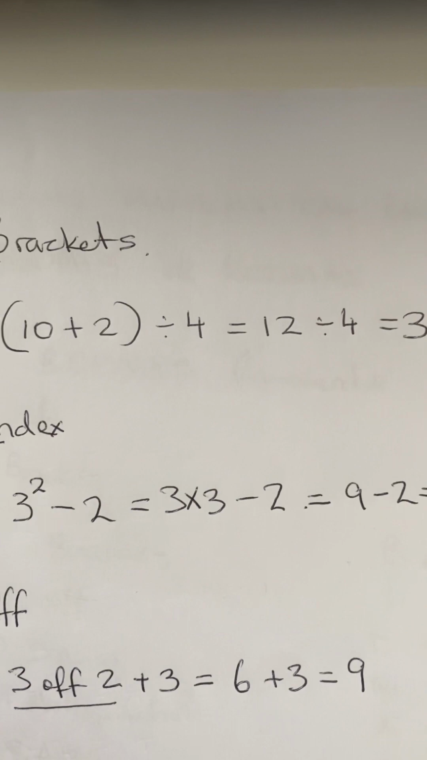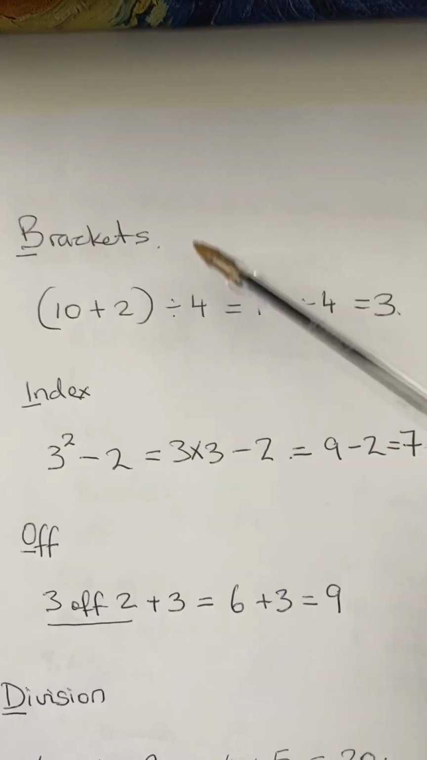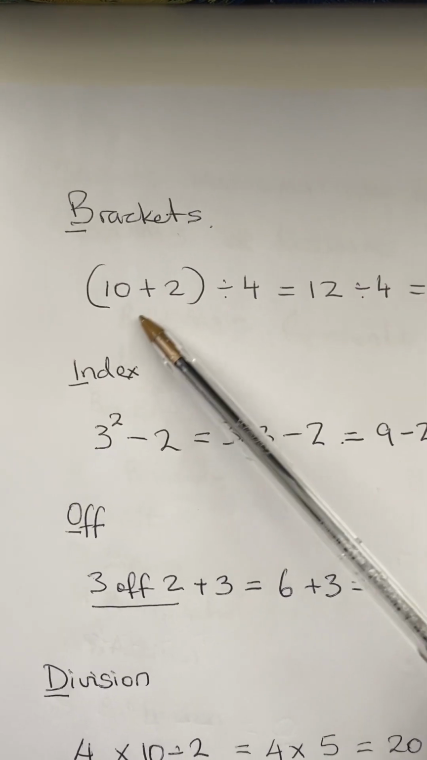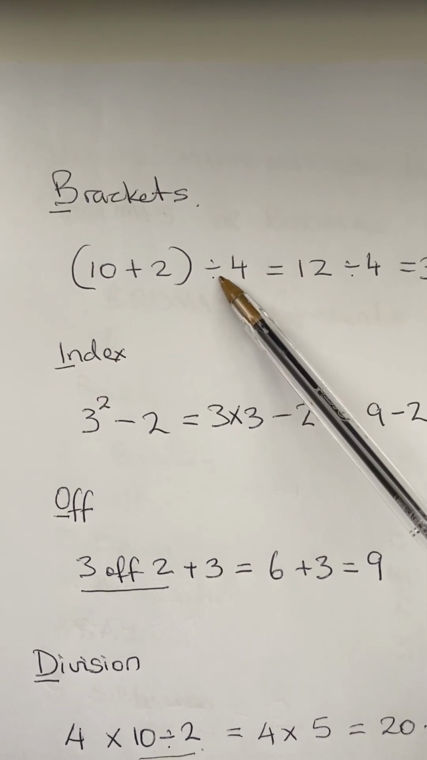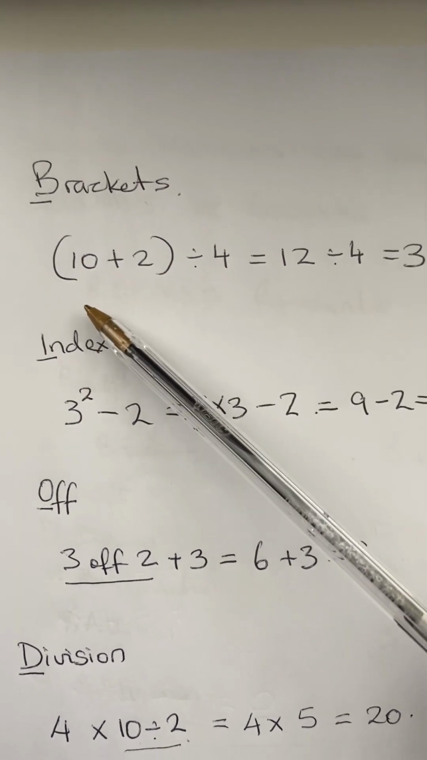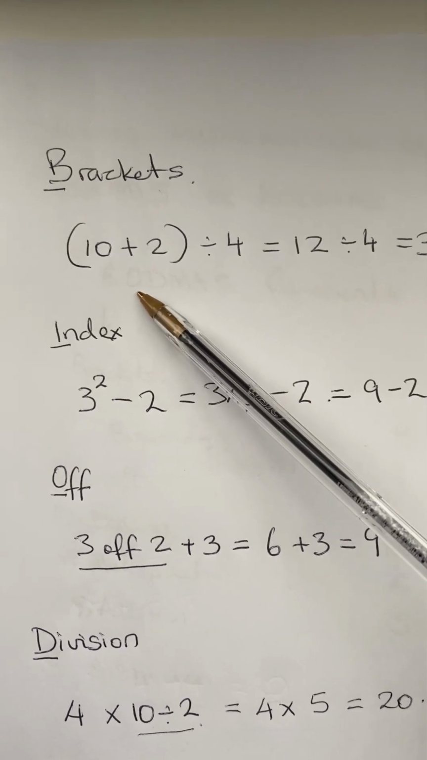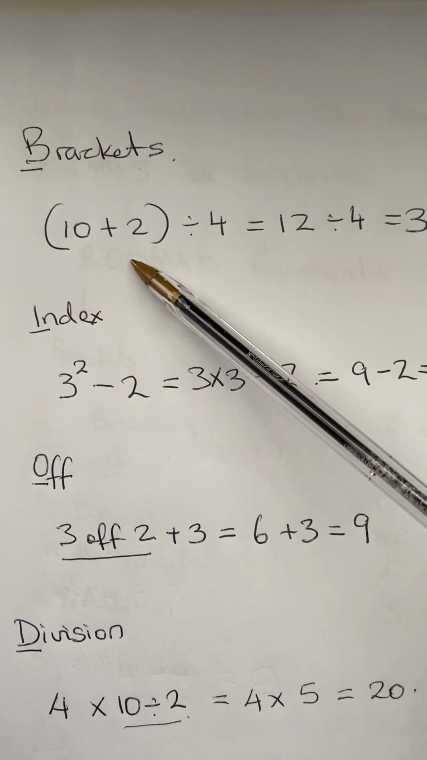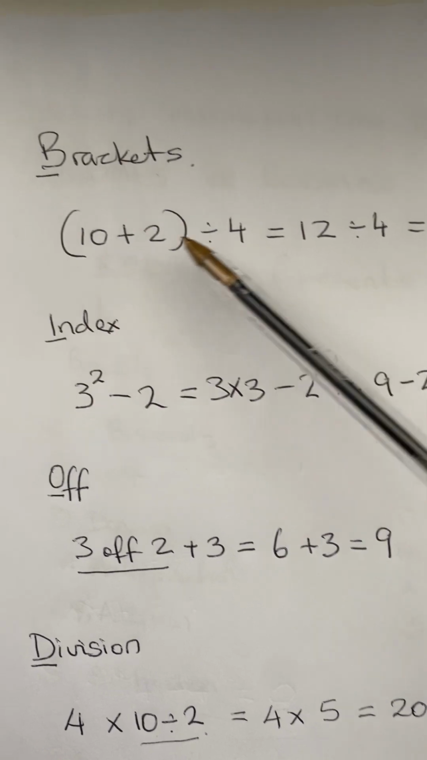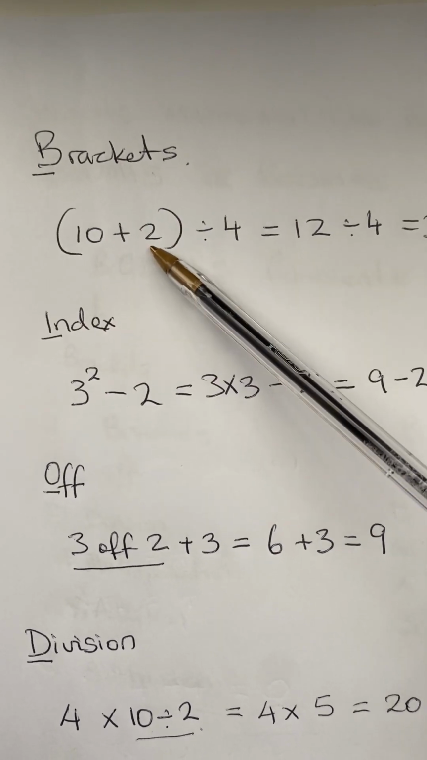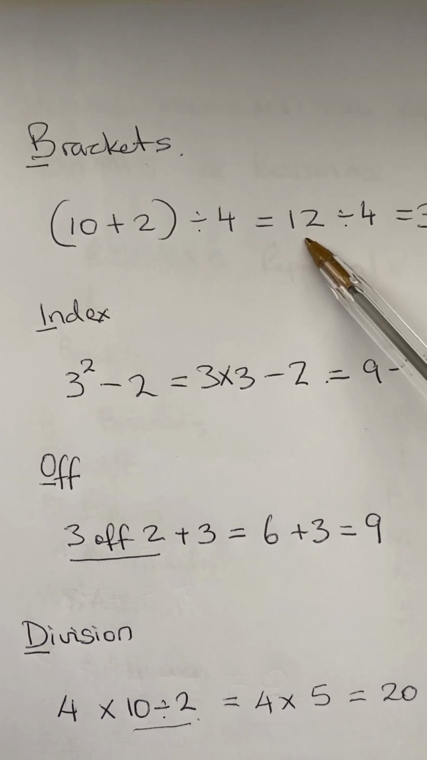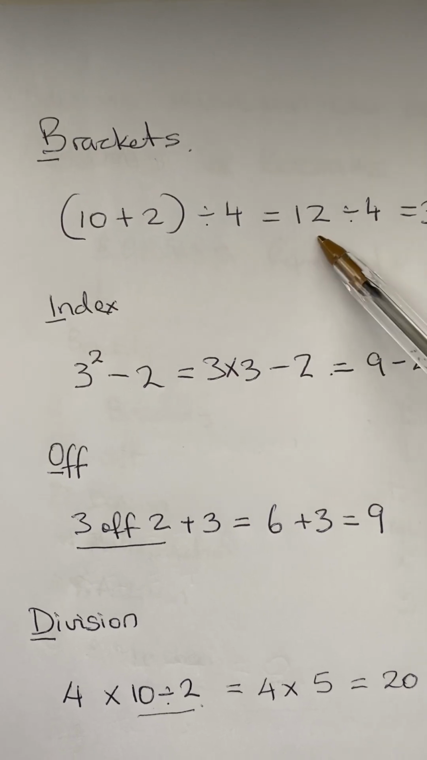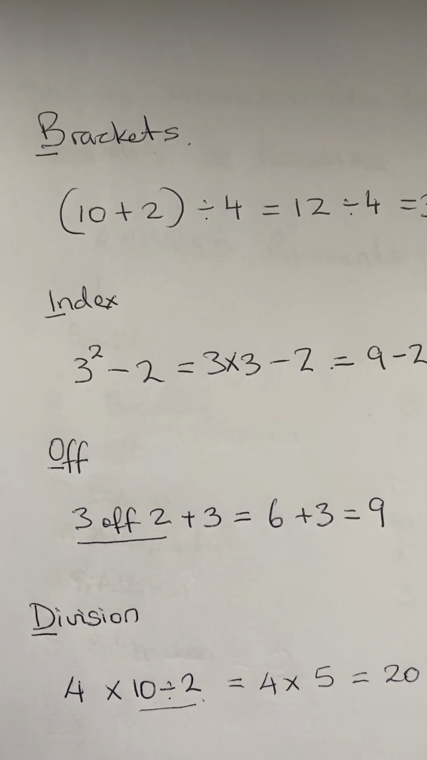I'm quickly going to show you an example I've done here. So let's have a look at the brackets here. I'm trying to solve the equation (10 + 2) divided by 4. Now the brackets, as I've already shown you, have a higher precedence. So you are going to solve this part first before you do the division bit. The bracket says 10 add 2, which is 12, and then divide by 4, which is 12 divided by 4, which is 3.